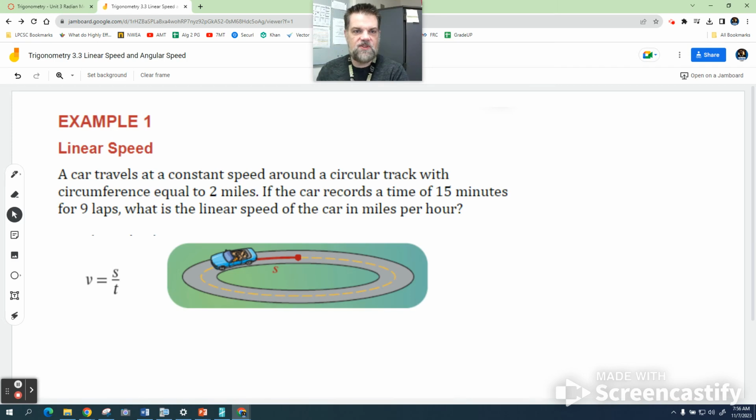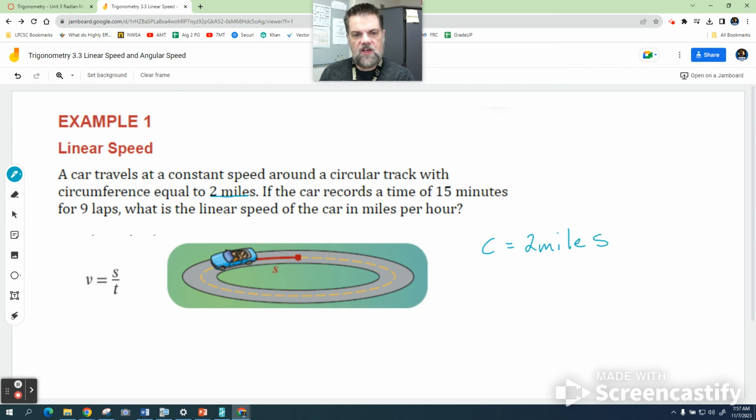Sometimes there aren't even numbers, right? So anyways, it says a car travels at a constant speed around a circular track with a circumference equal to 2 miles. So that's some information that I think is important. Before I read any further, I'm going to write that down. So I'm going to say that the circumference is equal to 2 miles.